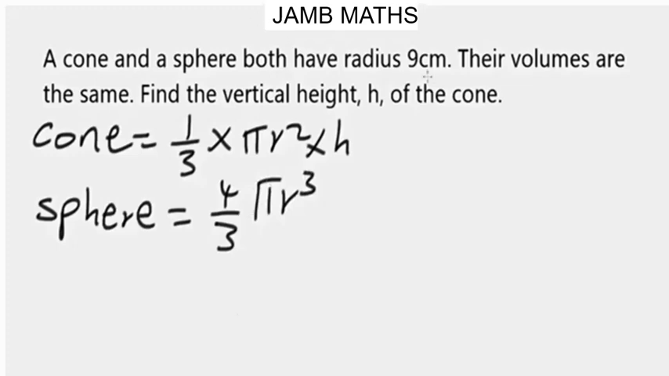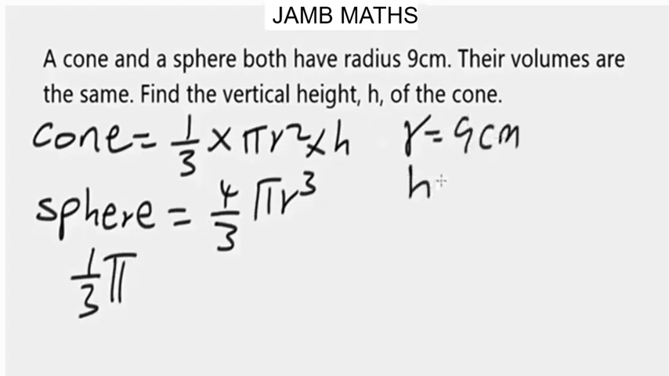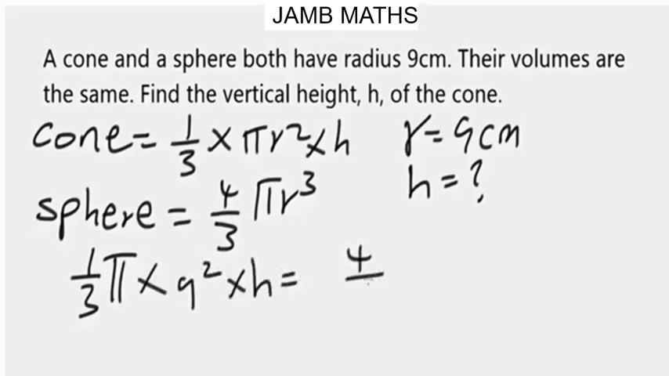To find the vertical height h of the cone, all you have to do is equate the volume of the cone to that of the sphere. So it's going to give us 1/3 pi r square. Firstly, our r is 9 cm. We are looking for the height. Since our radius is 9, that's 1/3 pi times 9 square times height equals 4/3 times pi times 9 cube.